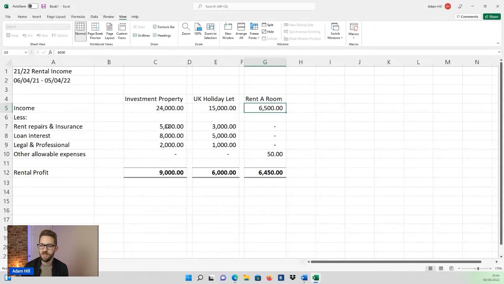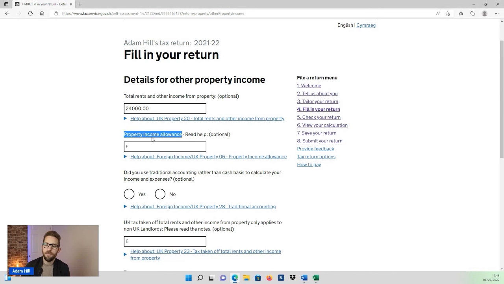And in this case, we know that it's not going to be beneficial because I've got far more expenses than £1,000 to claim. But it's worth noting that you only get one property income allowance per person per tax year. So if I had already claimed that £1,000 under a different section, maybe under the holiday let section, then I wouldn't be able to claim it again here. So you have to be selective about where you're including that, if you are including that.